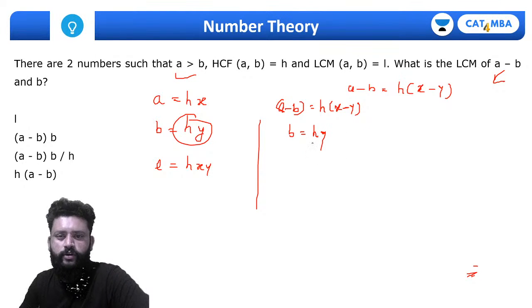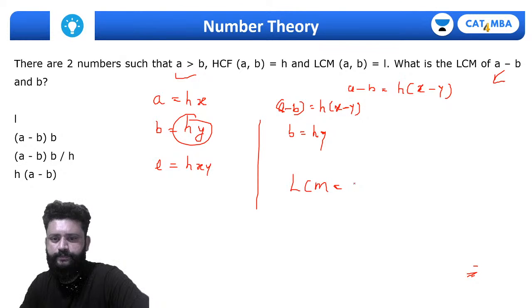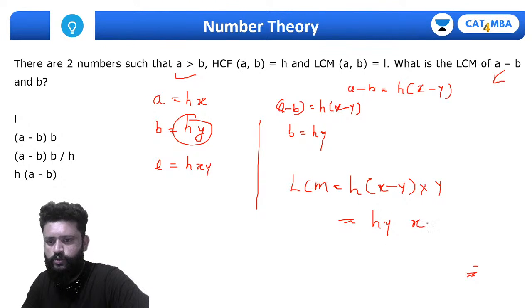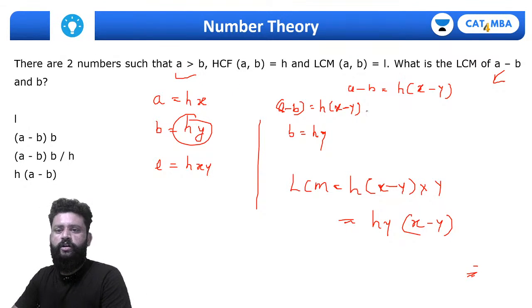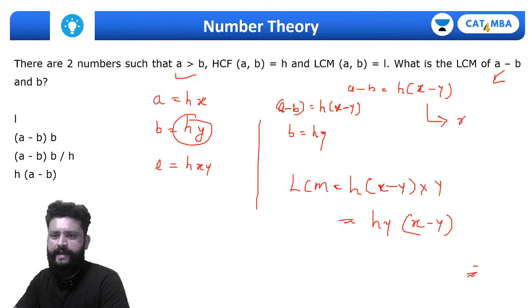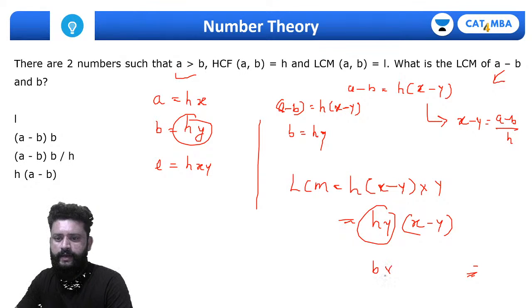Okay, but anyways उसका तो हमें कुछ काम नहीं है. इसका LCM कितना आएगा? It will be H into X minus Y into Y. So basically it will be HY into X minus Y. Okay, so what is the value of X minus Y? I can get X minus Y as A minus B upon H लिख सकते हैं यहाँ पे, और HY का वैल्यू तो B है, and this can be written as A minus B upon H.